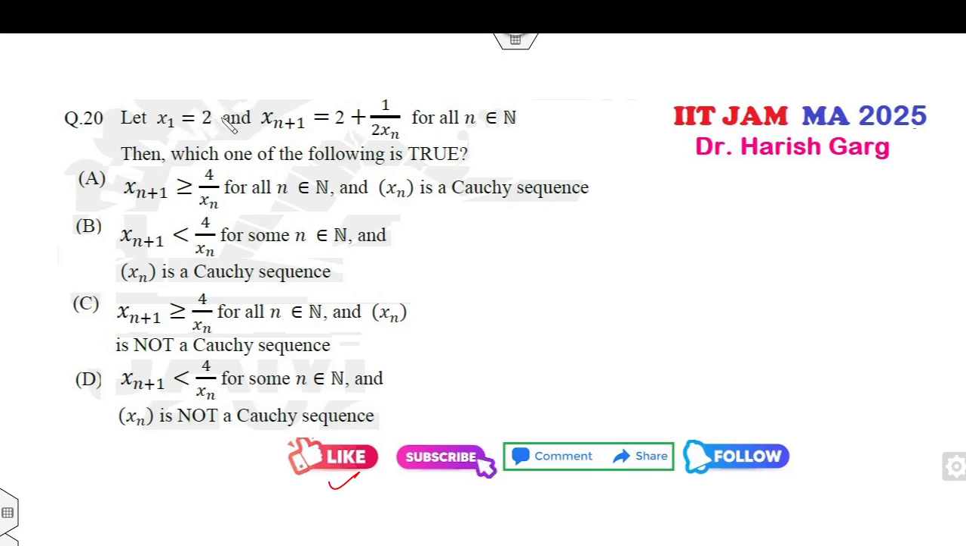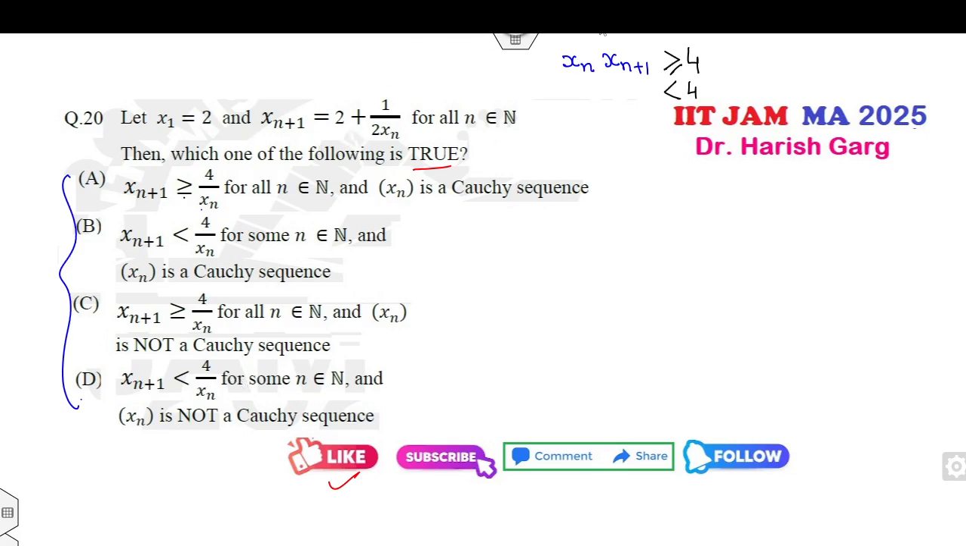Let's see, x1 is 2, xn plus 1 is given, for all n which of the following statements is true: xn plus 1 greater than or less than something. Let's see, if you look at all these four options, what is the meaning of that? That means your target is to find xn into xn plus 1, whether they are greater than or equal to 4, whether they are less than 4, and so on. Clear?